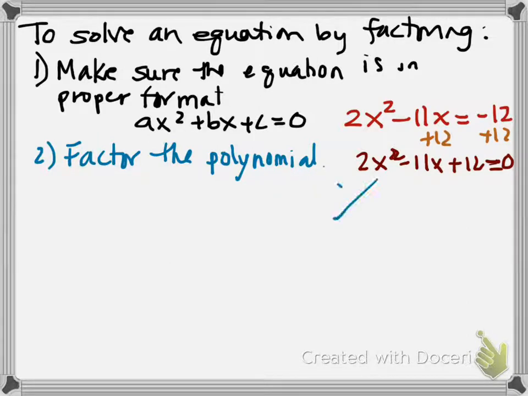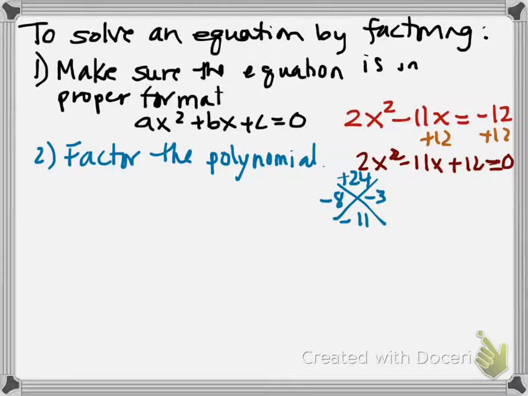So I'm going to go ahead and play the game. So 2 times 12 gives me a positive 24 product, and negative 11 is the sum number. So what are two factors that give me positive 24 but add to give me negative 11? Lexi? Negative 8 and negative 3.